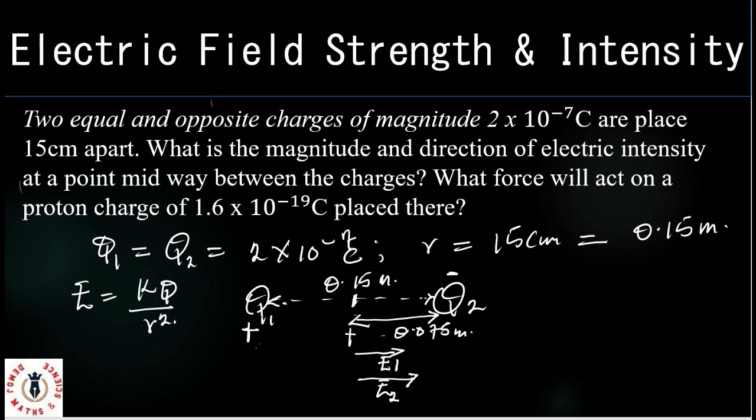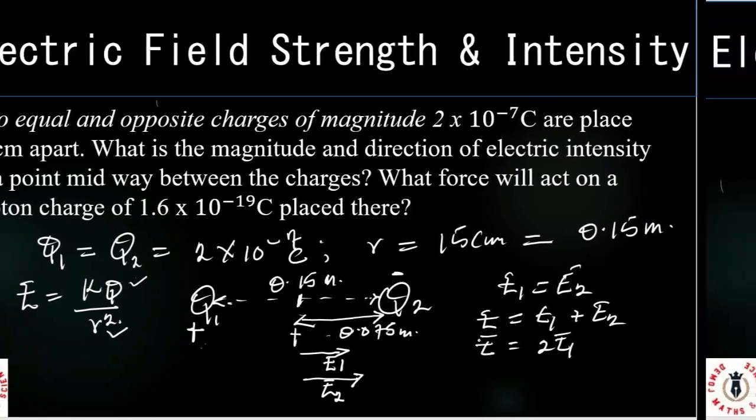Now, since Q1 is equal to Q2 and both distances are equal, my Q is equal in both scenarios and my R is equal in both scenarios. Obviously, my E1 will be equal to E2. And the total electric field intensity is the same thing as E1 plus E2, so that my E is the same thing as 2E1. Now let's calculate my E1.